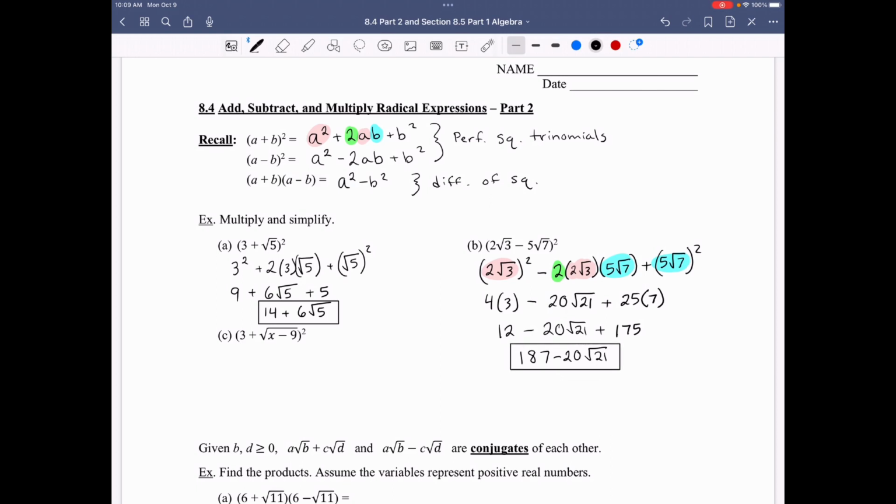Let's take a look at example C. We're going to square the first term, so that's 3 squared. We're going to double and then write each term. And then we're going to square the last term. All right, 3 squared is 9. This is going to become 6 square roots of x minus 9, plus, when this squares, it cancels the square root, so it's x minus 9.